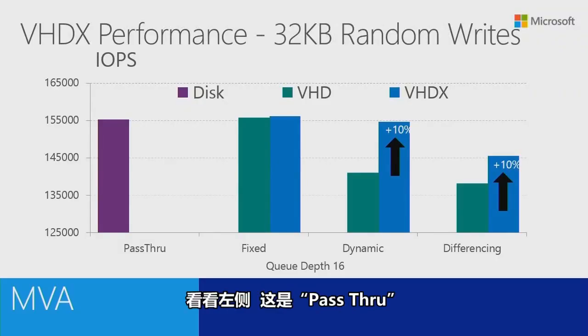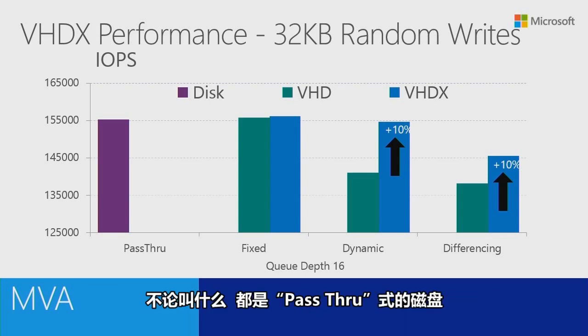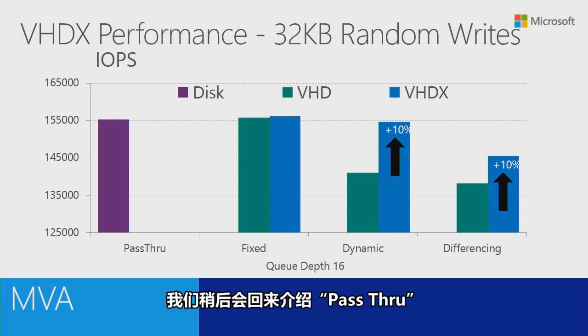If you look at the left-hand side, that's pass-through, okay? That's a physical disk being passed through into the virtual machine. The other guys call it raw disk mapping, raw device mode, whatever. We've had the same thing for a long time called pass-through. I'll come back to pass-through in a second. There's fixed. Look at fixed. Both VHD and VHDX, we provide you, that's right folks, native disk performance into the VM.